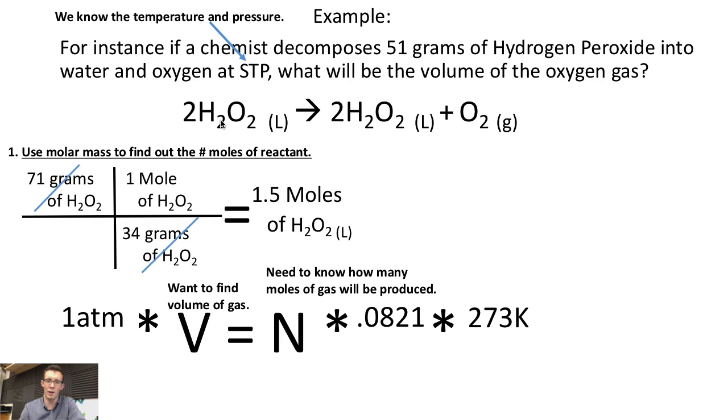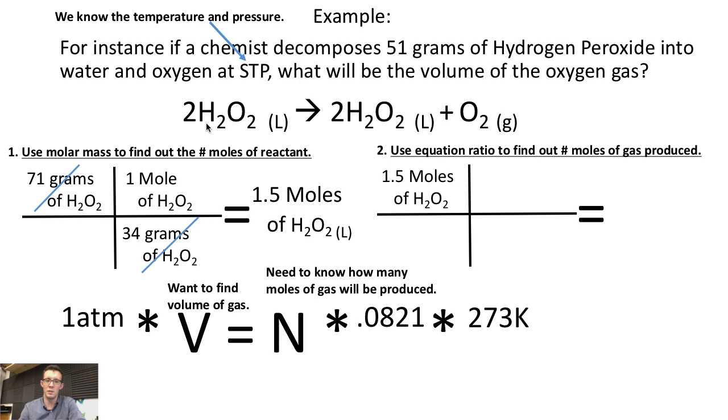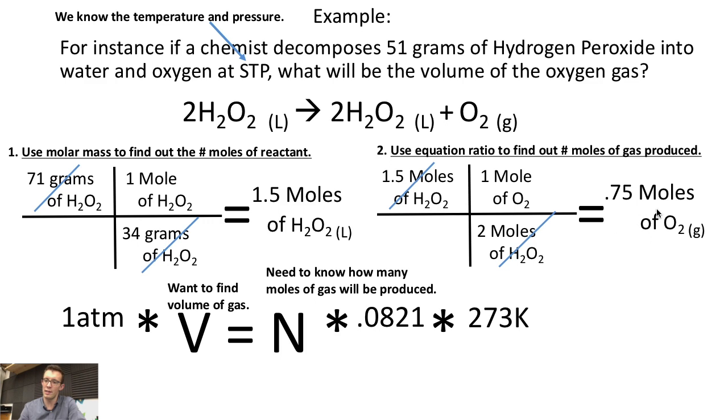But that's just what we're starting with. If chemists wanted to find out how much oxygen we're producing, they would have to use the ratio in the equation to find out how many moles of gas are being produced. And so in this case, we know that for every 2 moles of hydrogen peroxide that we use, we are making 1 mole of oxygen gas. And so if we start out with 1.5 moles of peroxide, we would end up with 0.75 moles of oxygen.